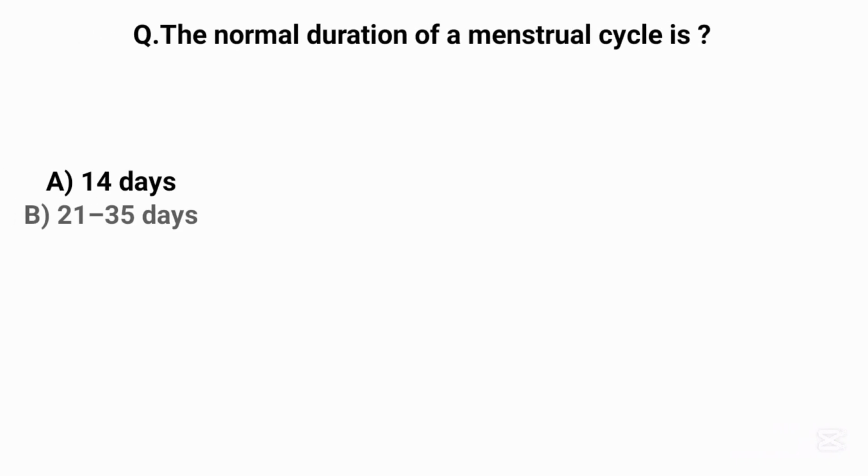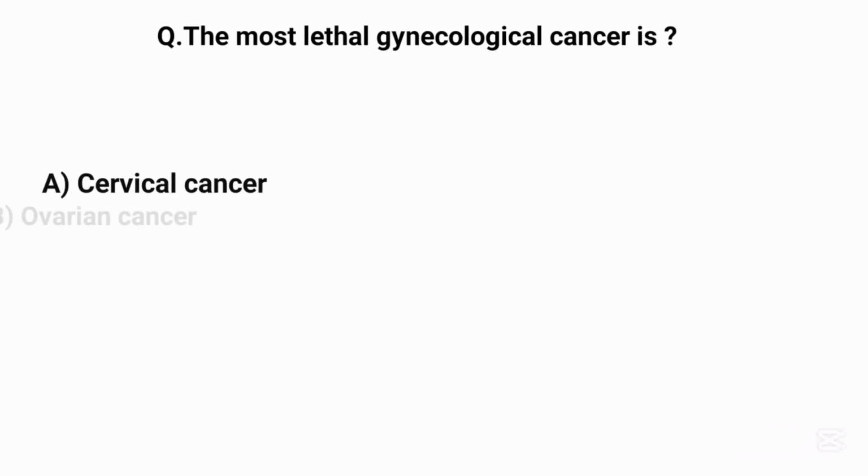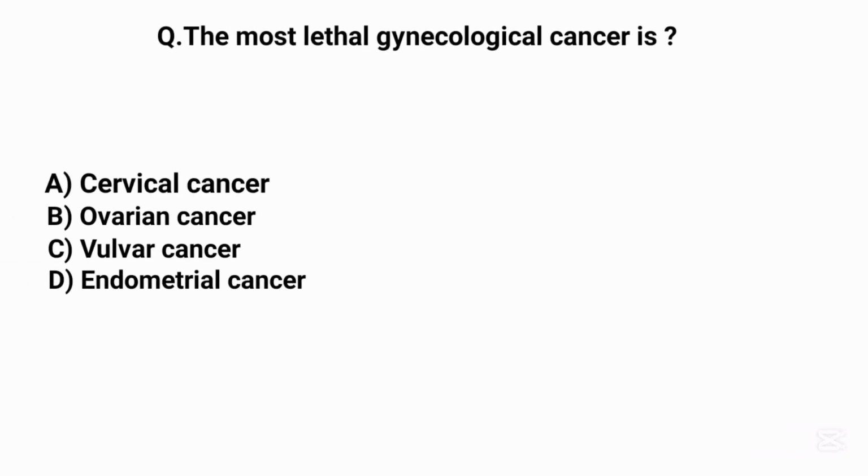The normal duration of a menstrual cycle is. Correct answer is option B, 21 to 35 days. The most lethal gynecological cancer is. Correct answer is option B, ovarian cancer.